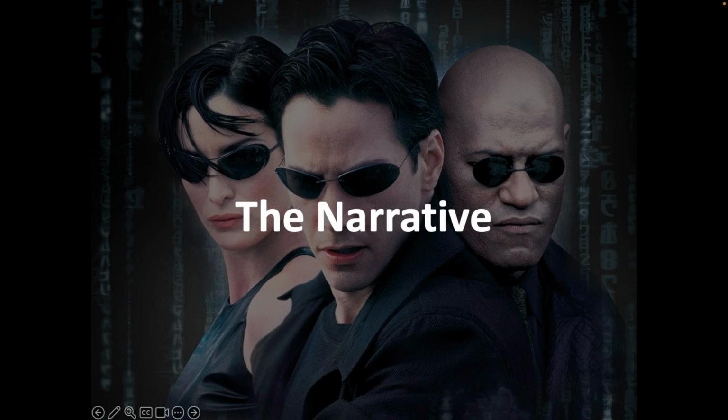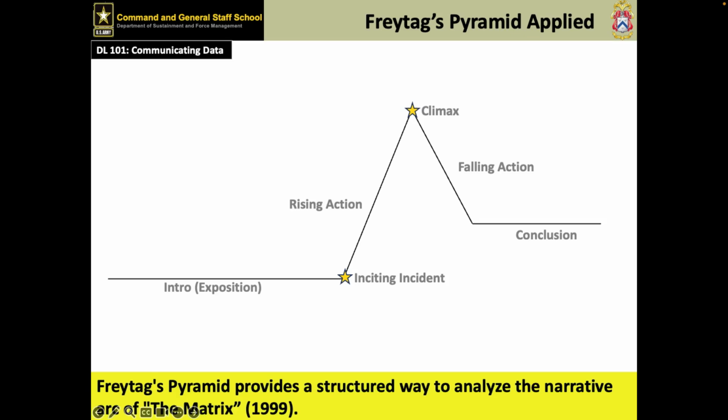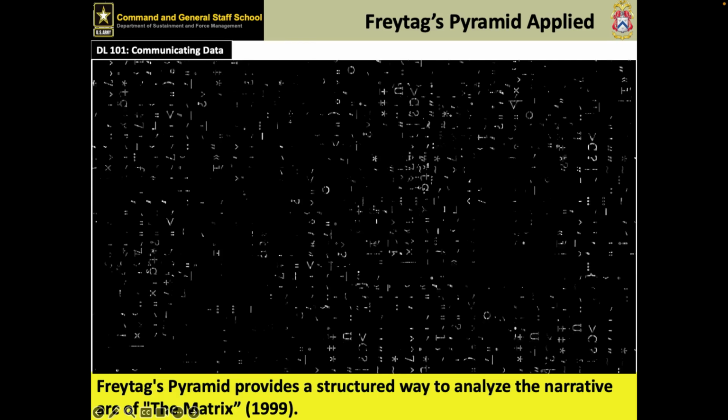The narrative of a story is the particular way the details are told. It's how you will go about telling it. We've been telling stories for a long time, but instead of classics like War and Peace or the history of the Peloponnesian Wars, let's review a more contemporary story. Here is Freytag's pyramid as applied to The Matrix, a 1999 dystopian science fiction film.